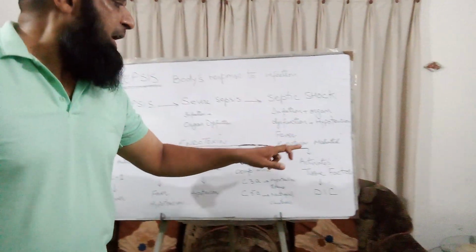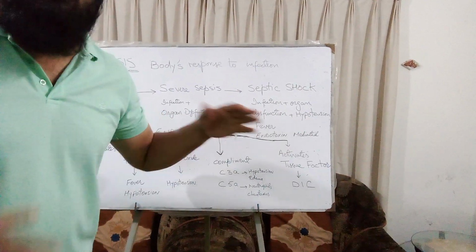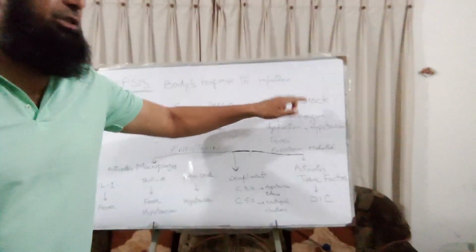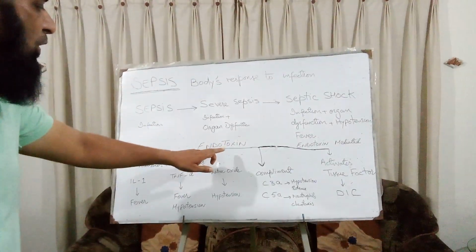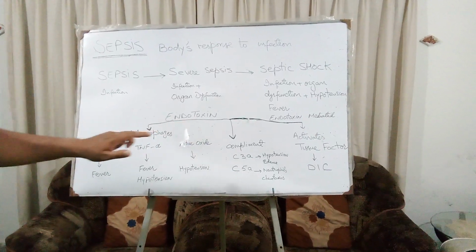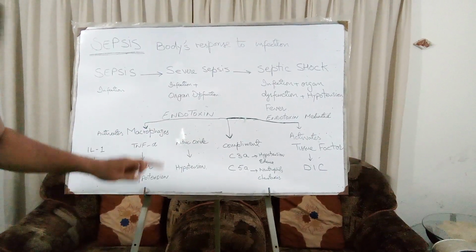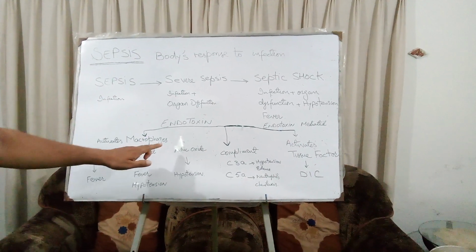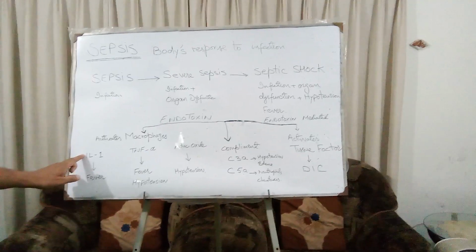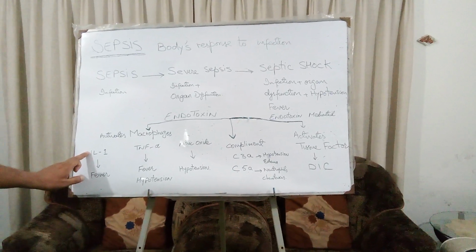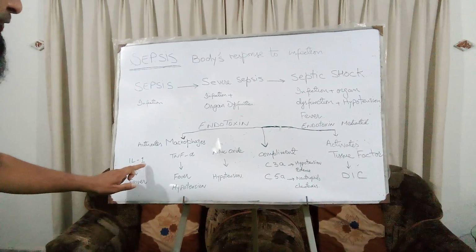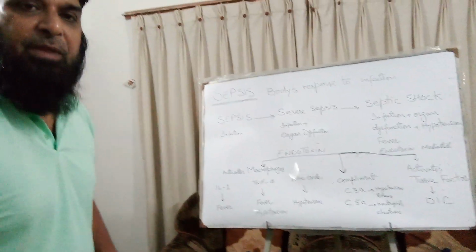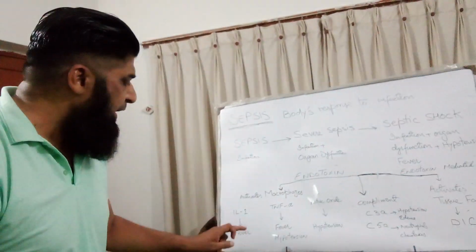Okay, students, now what is the mechanism of endotoxin which leads to septic shock? First of all, endotoxin activates the macrophages. Macrophages cause increased production of interleukin 1, and interleukin 1 is responsible for fever.